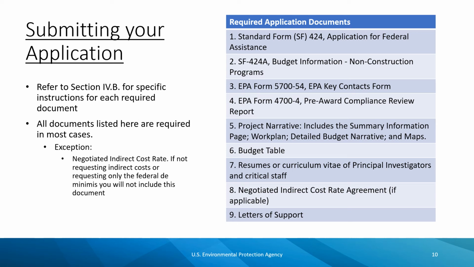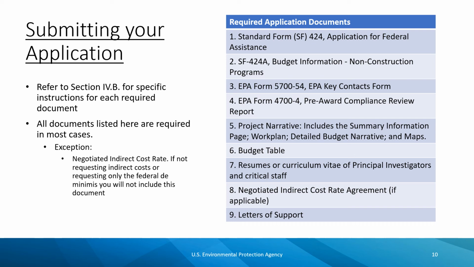The required application documents are the SF-424, Application for Federal Assistance, the SF-424A for the budget information, EPA Form 5700-54, which is the key contacts for the project, EPA Form 4700-4, which is the pre-award compliance review. You must include the project narrative, which includes a summary information page, the work plan, detailed budget narrative, and maps. You may also include a budget table discussed on a prior slide.